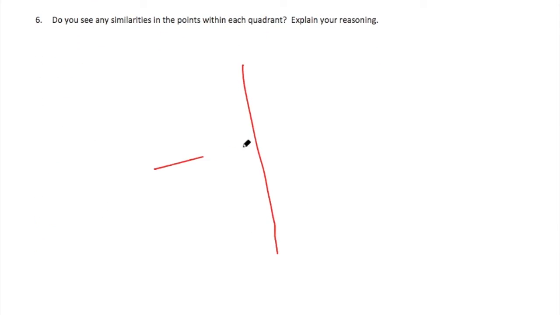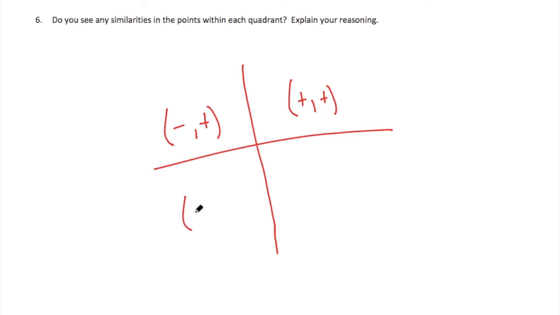You might notice, and here I'll draw a visual explanation, in the first quadrant, both coordinates are positive. In the second quadrant, it's negative then positive. In the third quadrant, negative then negative. In the fourth quadrant, positive then negative. And that's always the way that those will go.